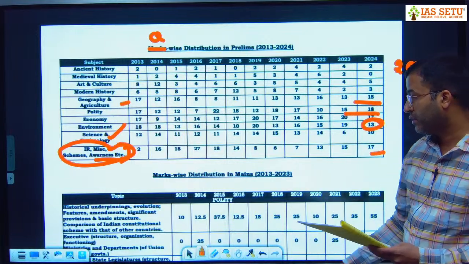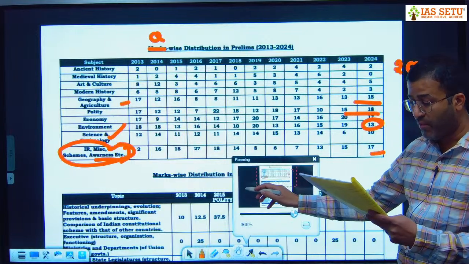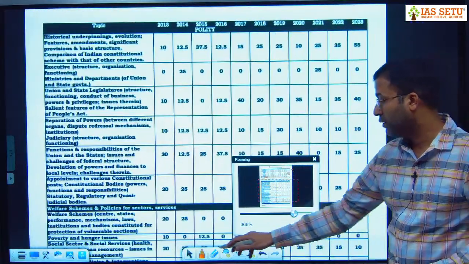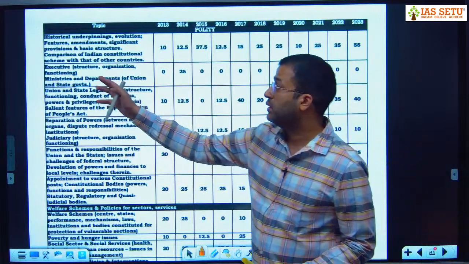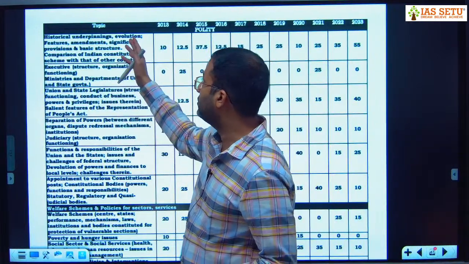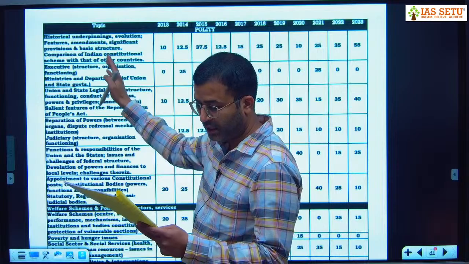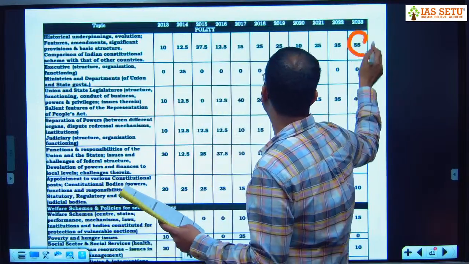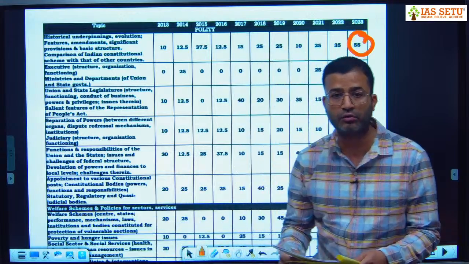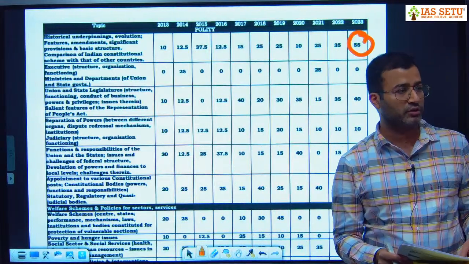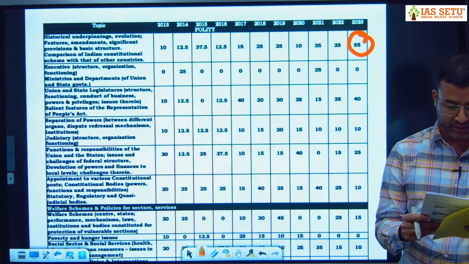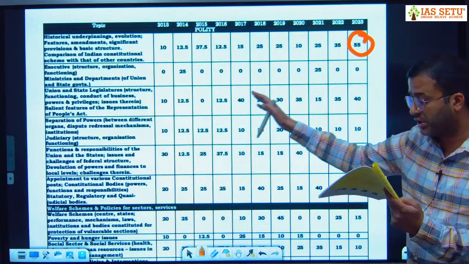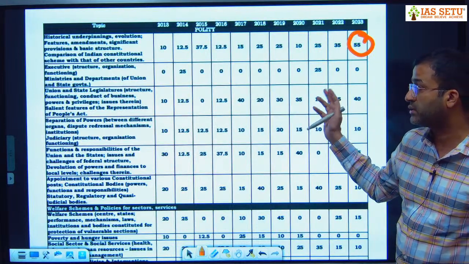Then after that, this is the marks wise distribution in mains. Marks wise, so you can see your subject. This is for paper 2. ठीक है? Historical things you can see marks wise. In 2023, 55. We have not included 2024 because we are waiting for the paper. अभी सितंबर में कंडक्ट होना है वो पेपर. Executive structure, organization, functioning. So you can see the marks wise.